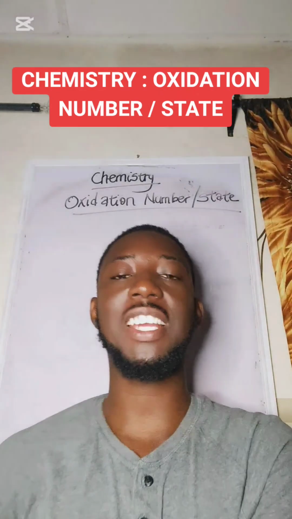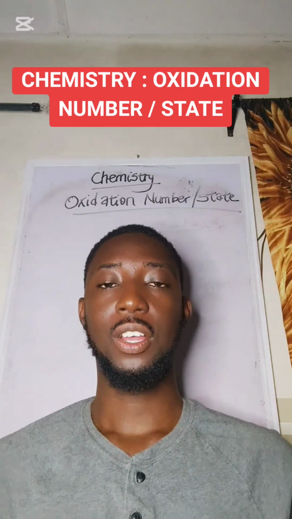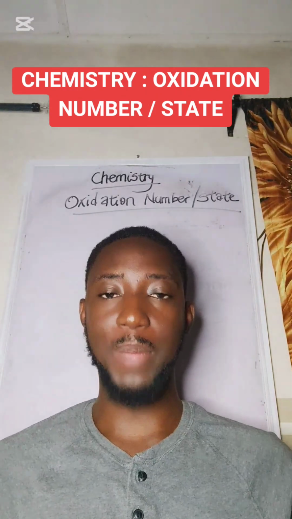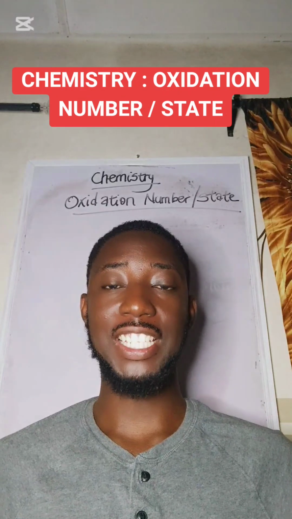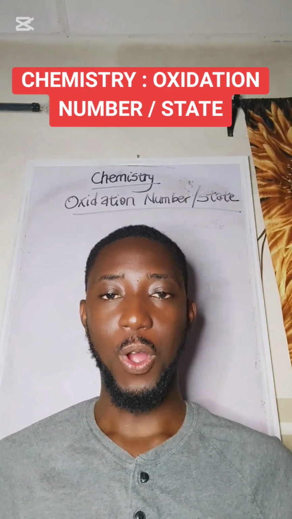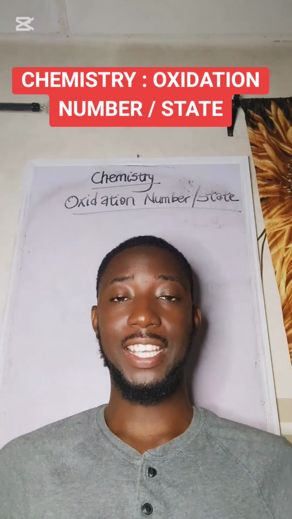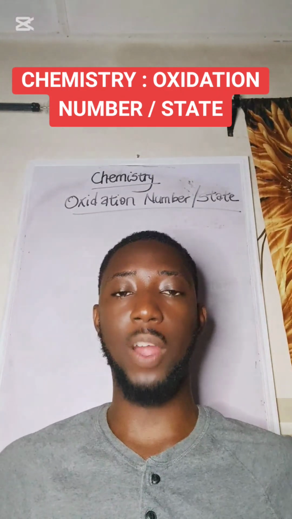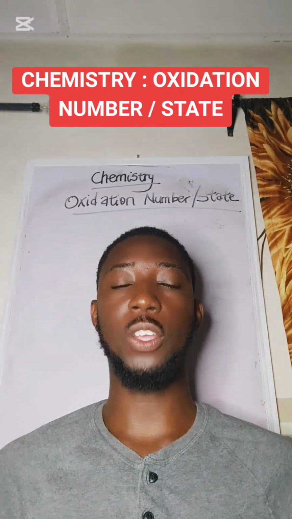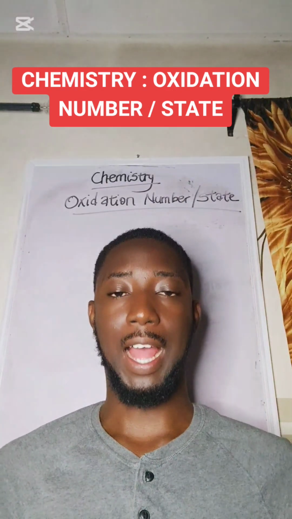In today's chemistry class, we'll be discussing oxidation number, or you can call it oxidation state. Oxidation number is the charge an atom appears to have in a molecule, compound, or ion. There are things to bear in mind whenever we want to get the oxidation state of a particular atom.